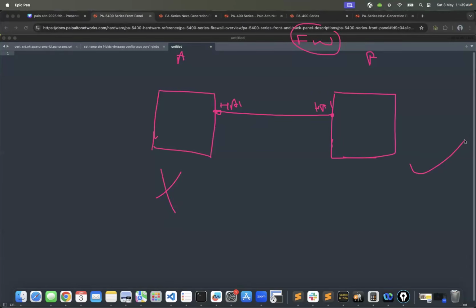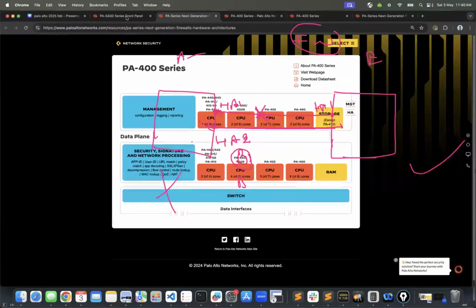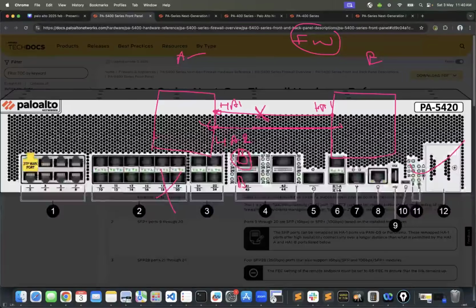But Palo Alto went one step ahead. For this port also, they gave one more port called HAB, HA backup. In case this port even fails, your failover will still work via this port. This is what we do in our production. Understand? This is not an active-passive firewall. This is port-level backup, which you saw here in this picture. Now got it?